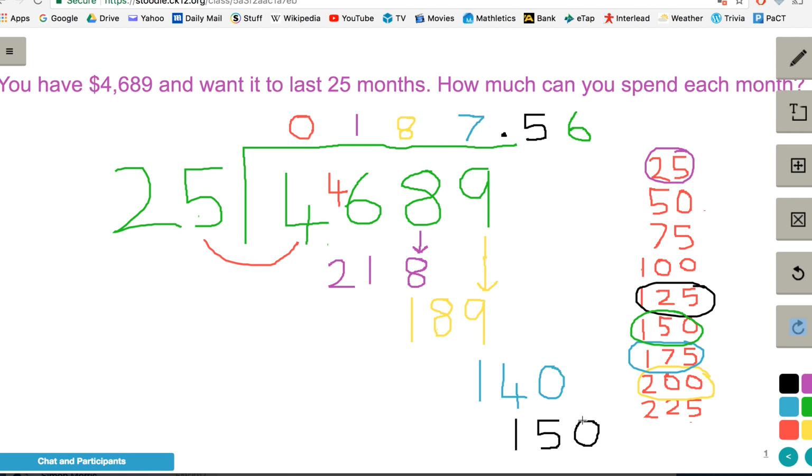You could, if there were remainders, you could carry on. Most people, you only go to 2 decimal places anyway. 2 decimal places is pretty accurate. But if you wanted to, you just keep going until you basically get to a number that has no remainders, like this one here for us, 150, 25s into 150 is 6, nothing left over, so that's our final answer. We can spend $187.56 each month, and that will be our $4,689 over 25 months.